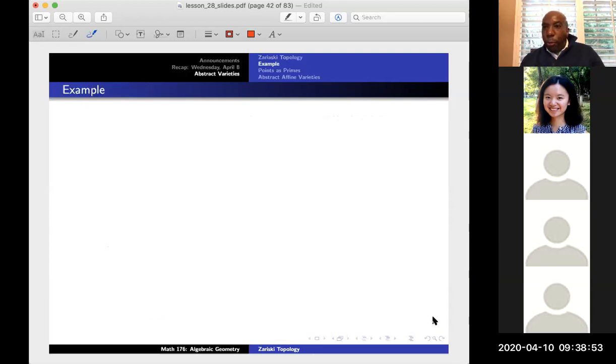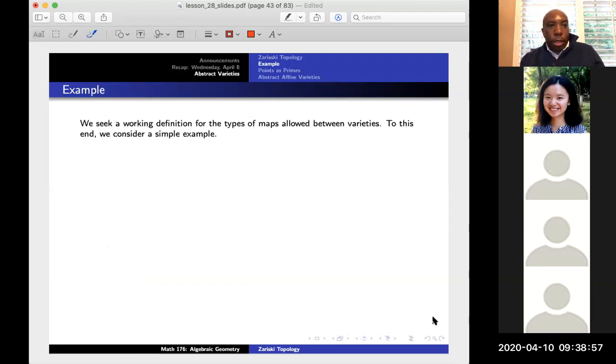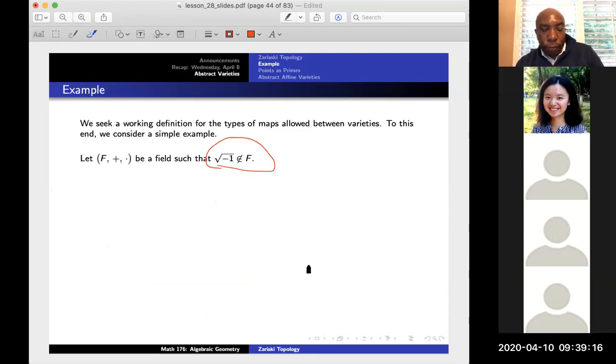Okay, so let's try to work through an example here so we can really hit home what's going on. Right, what I really want to do is use this to motivate maps between varieties. We're going to come back and talk about this later, but some of this is to help motivate what's going to happen. For the moment, let's pick a field, and I'm going to assume that the square root of -1 is not in the field. So you can think of maybe f as like the rational numbers, right? But I don't want to work over the complex numbers, is what I'm saying.